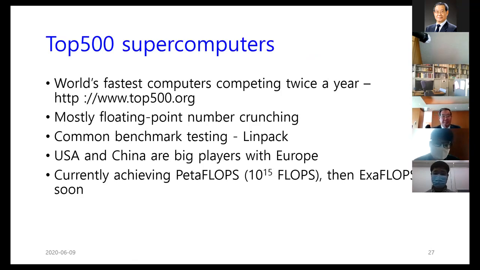We have the measurement each year for the fastest 500 in the world. It's called Top 500. The organization has the web page name Top 500, and they use the same program, and that is distributed to any country and anywhere if they have big power computing machines. Then they run the same program, get the result, and return it to the organization, and they list up the top 500 computers each year, twice a year.